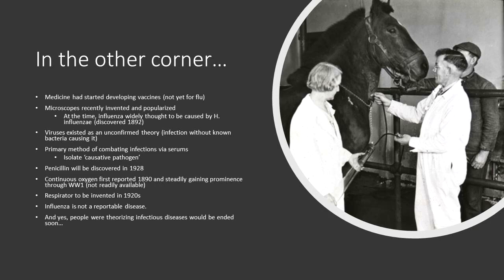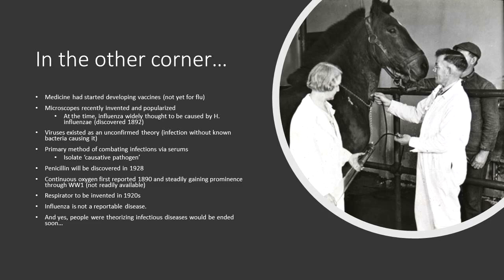Antibiotics, unfortunately, won't be discovered and popularized until 1928 and really won't become fully available until the late 1930s, early 1940s. Continuous oxygen, because this is a respiratory illness, was first reported used in 1890 and steadily was gaining prominence through World War I, mostly in treating chemical-related injuries, though it was attempted for this. Respirators, the iron lung, were not invented until the 1920s, and ventilators, the sequel to respirators, won't come around for another couple decades.